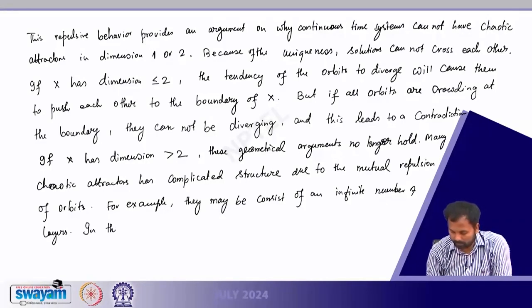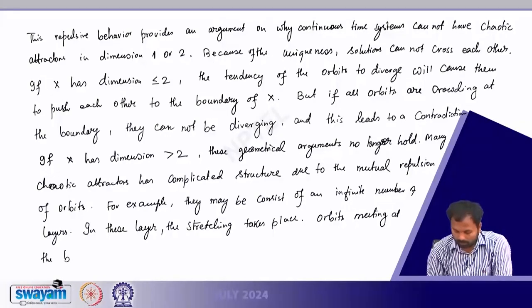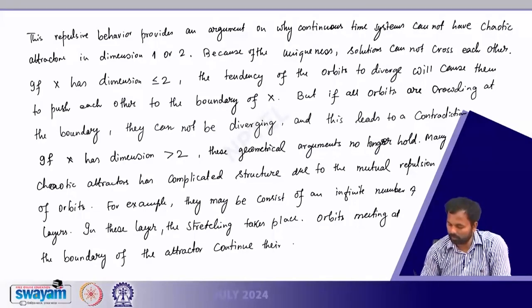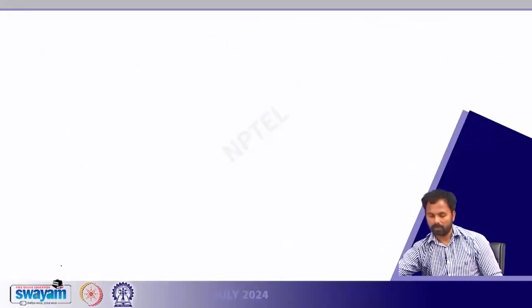and in these layers the stretching takes place. So orbits meeting at the boundary of the attractor continue their way to the neighboring layer, to the neighboring layer. All right.